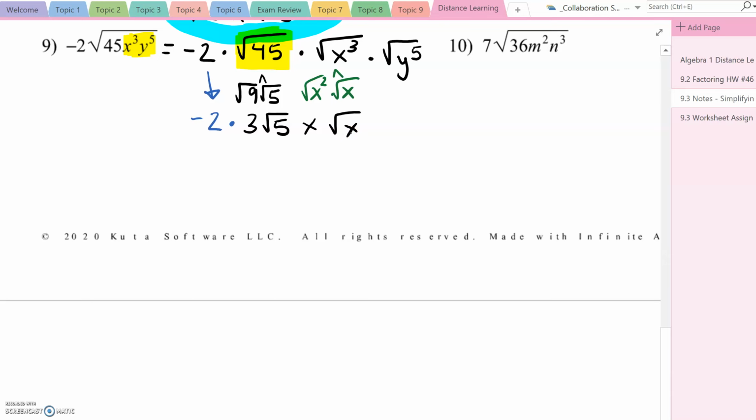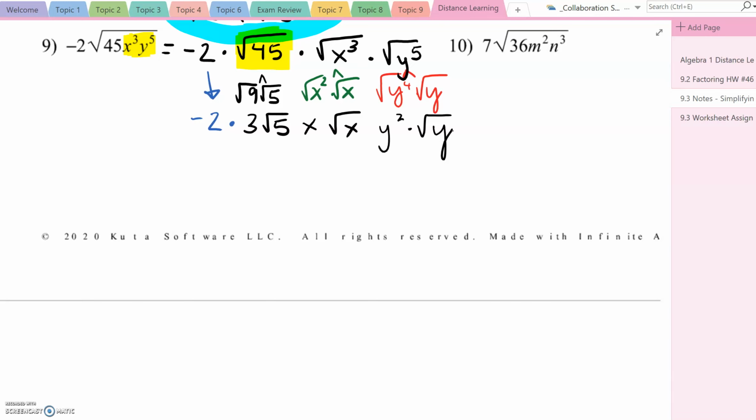from that second radical. And finally, last one is y to the 5th. If I want to break this into perfect squares, that could be y to the 4th times y. Taking the square root of both, that is y squared. Oh, sorry, I should be consistent with my colors here. That is y squared times the square root of y, because y squared times y squared gets us y to the 4th.